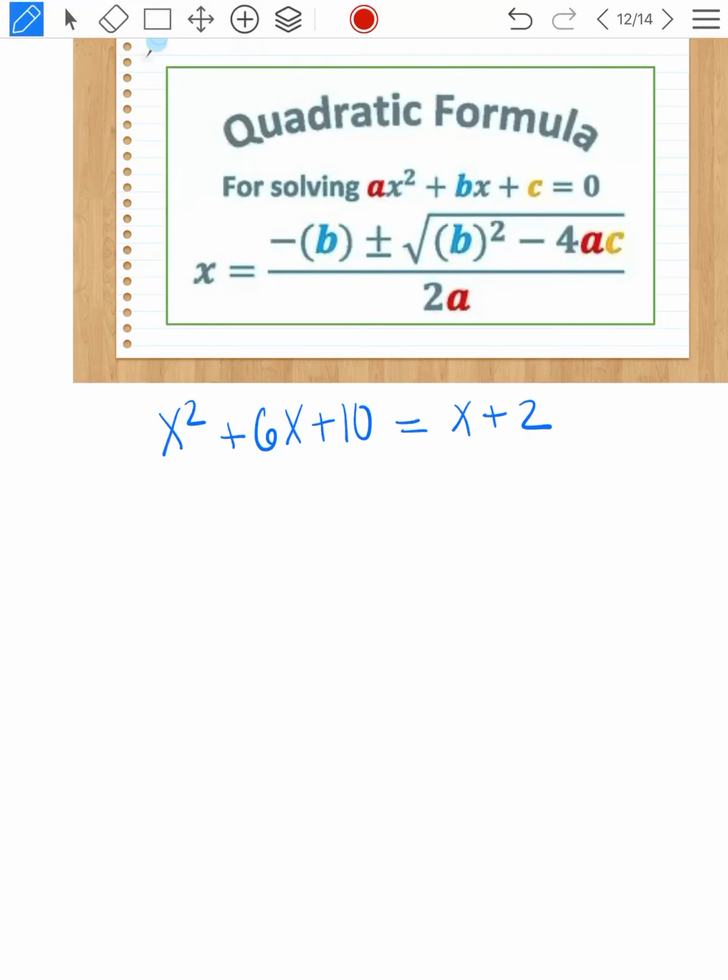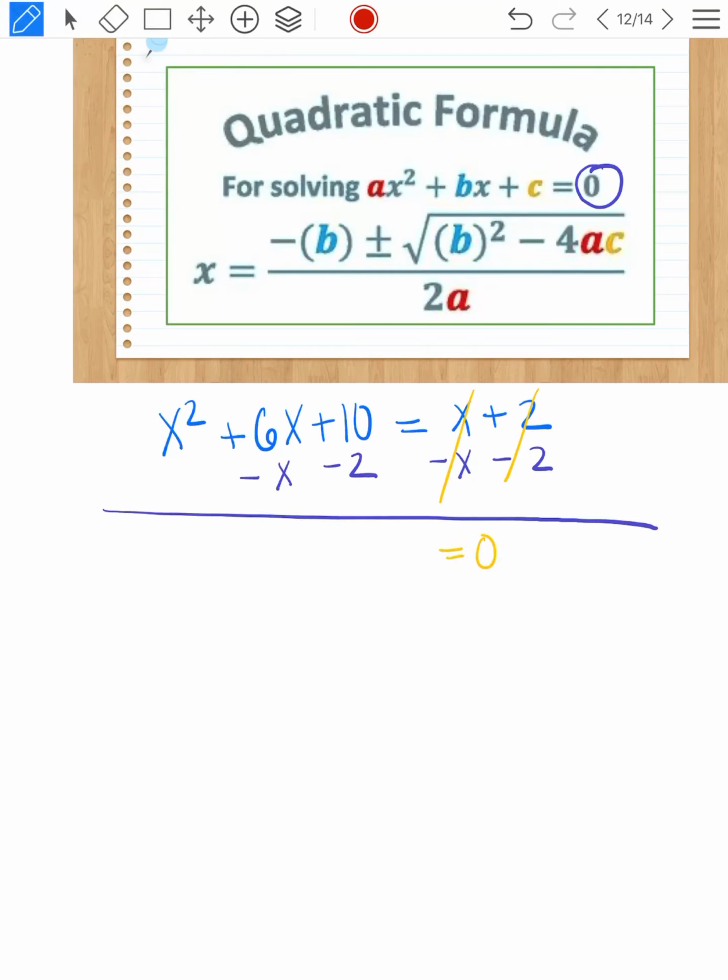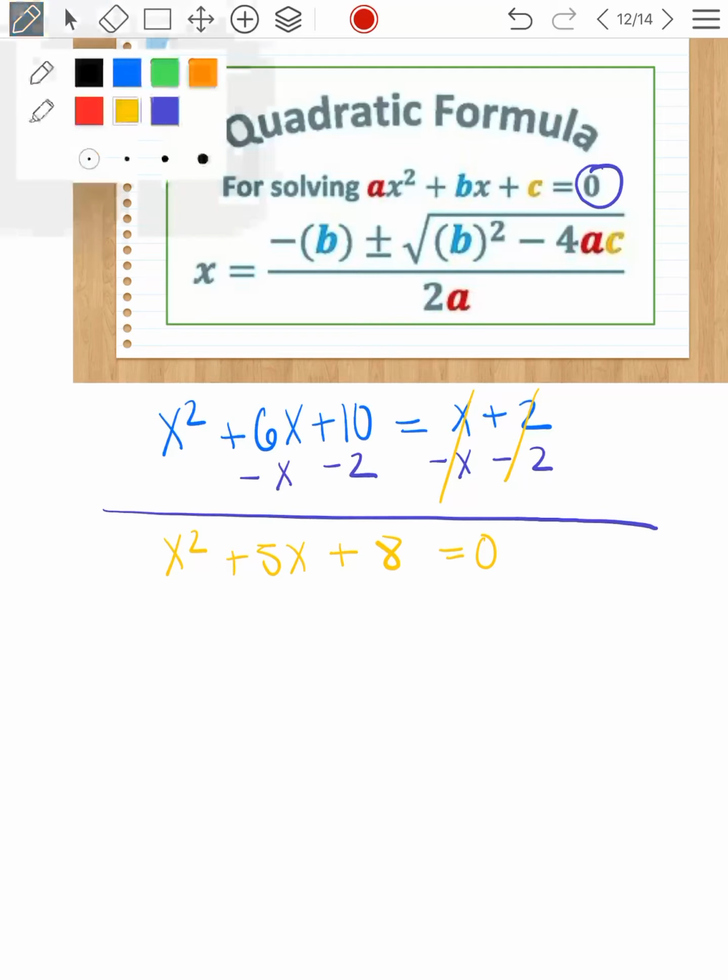And for this problem, because we're going to use the quadratic formula, we need to make sure we have one side equals 0. So I'm going to subtract my x, and I'm going to make sure I put it underneath my x term, subtract my 2, and put that underneath my constant term. So that's going to make this side cancel out and give me 0. And now on the left side, I have x squared plus 5x plus 8 is equal to 0.